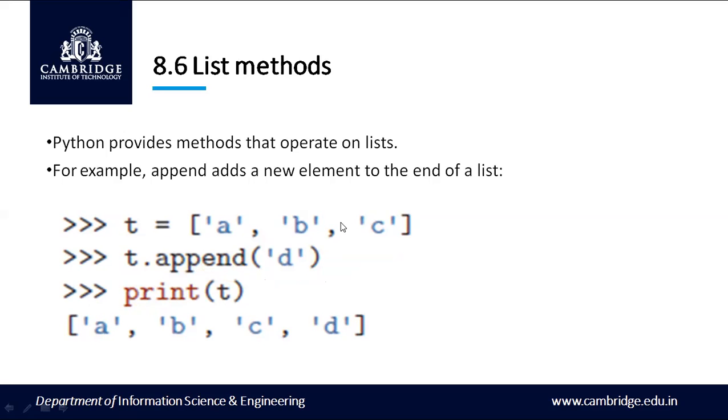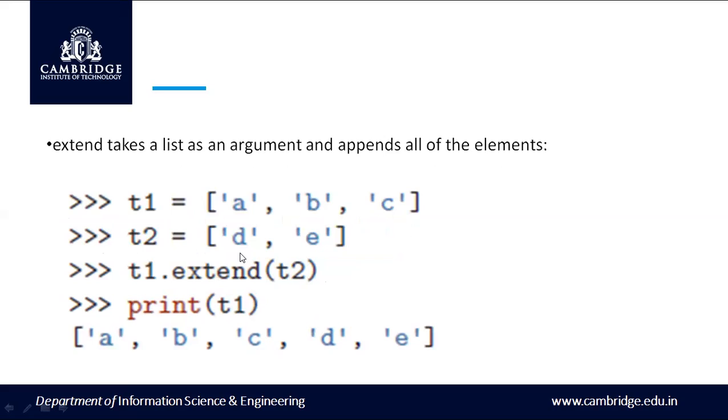Next is extend. Extend takes a list as an argument and appends all of the elements. So that is the difference between append and extend. What append does is it takes a single element and appends it to the end of the list, whereas extend takes a list as an argument and appends all of the elements. You can see here we have two lists, T1 and T2. T1 has the items A, B, C, whereas T2 has the items D, E.